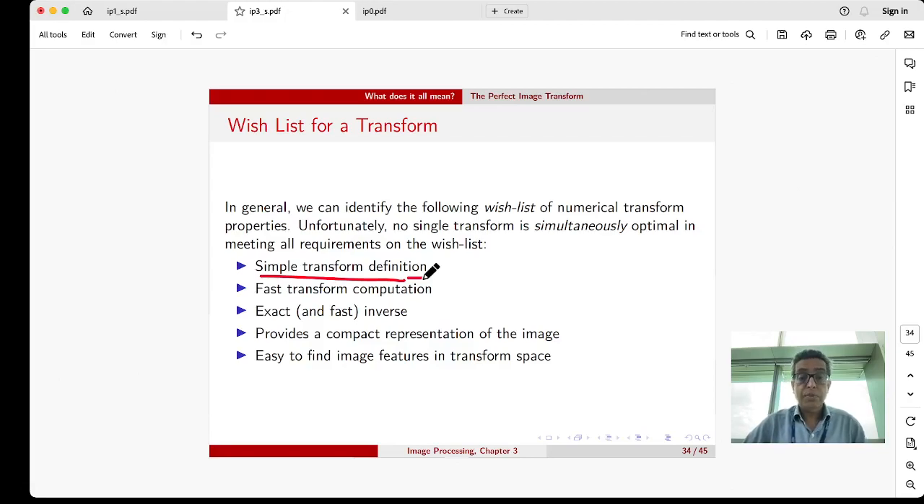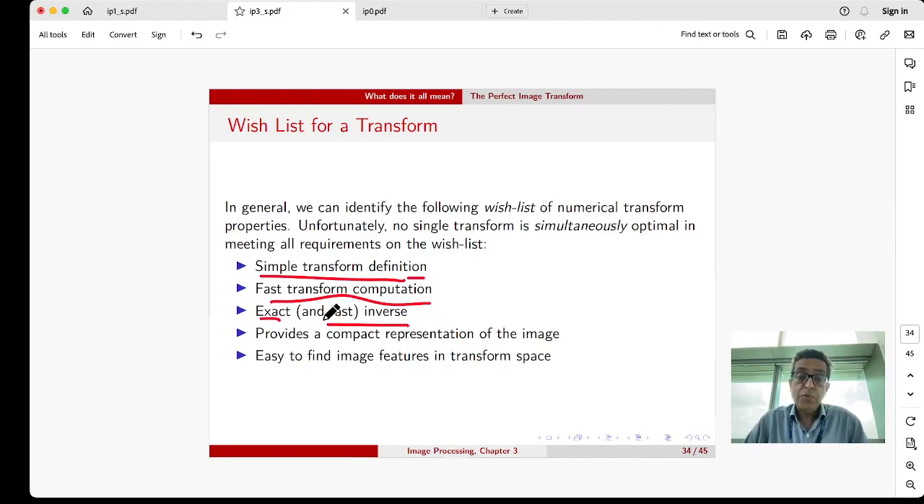Usually something that's already been defined will sort of do the trick for you. You also want to have a fast transform computation, because you don't want to spend a lot of CPU cycles or time or energy computing forward and inverse transforms. So on that topic, it's also nice to be able to have an exact and a fast transform inverse. Now, these two things are not necessarily equivalent.